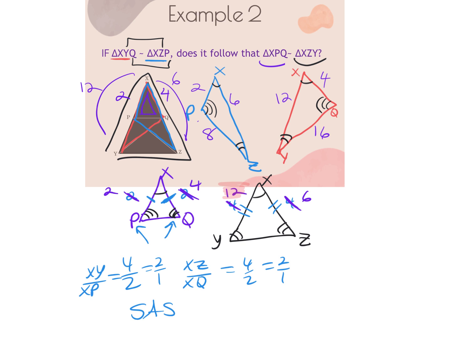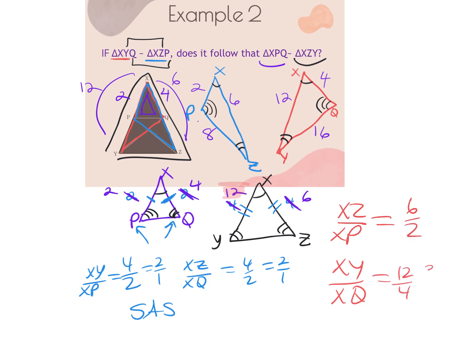Let me see if I matched the sides, and you would have matched XZ to the XP and XY to the XQ, 6 to 2, 12 to 4, 3 to 1. So either way, these two triangles were similar using side angle side.